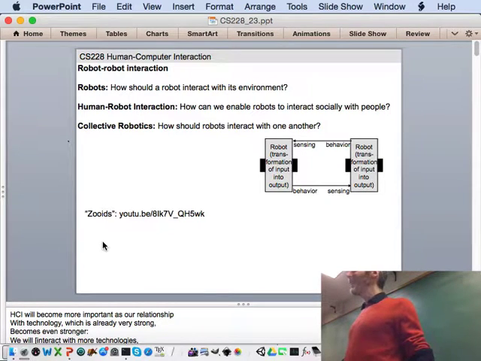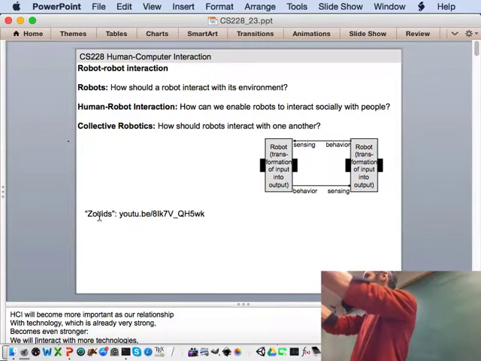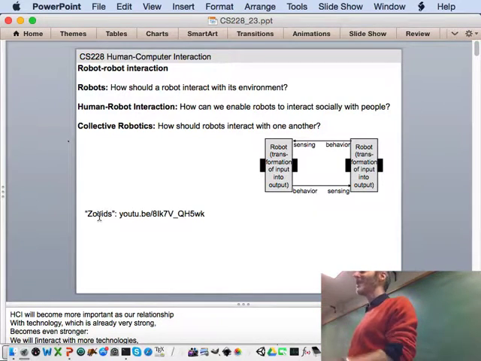We ended class last Friday with this video of the zooids, this little robot swarm moving around on a desktop, and they were collectively moving a smartphone. What was the main message that we took away from the zooids video?